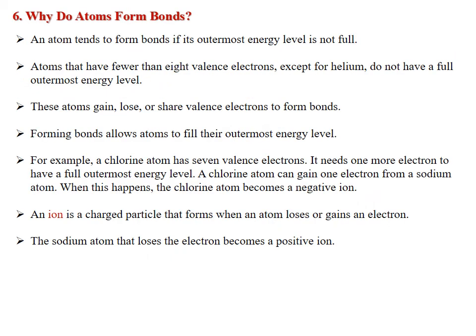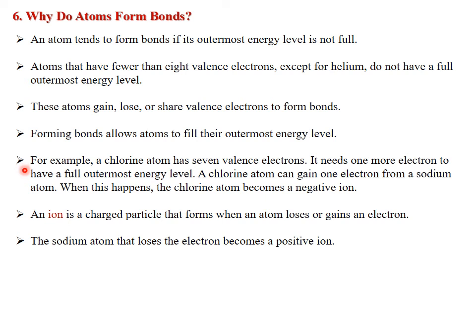Finally, let's see why atoms form bonds. An atom tends to form bonds if its outermost energy level is not full. So atoms that have fewer than 8 valence electrons, except for helium, do not have a full outermost energy level. These atoms gain, lose, or share valence electrons to form bonds, and forming bonds allows atoms to fill their outermost energy level. For example, a chlorine atom has 7 valence electrons. It needs one more electron to have a full outermost energy level.